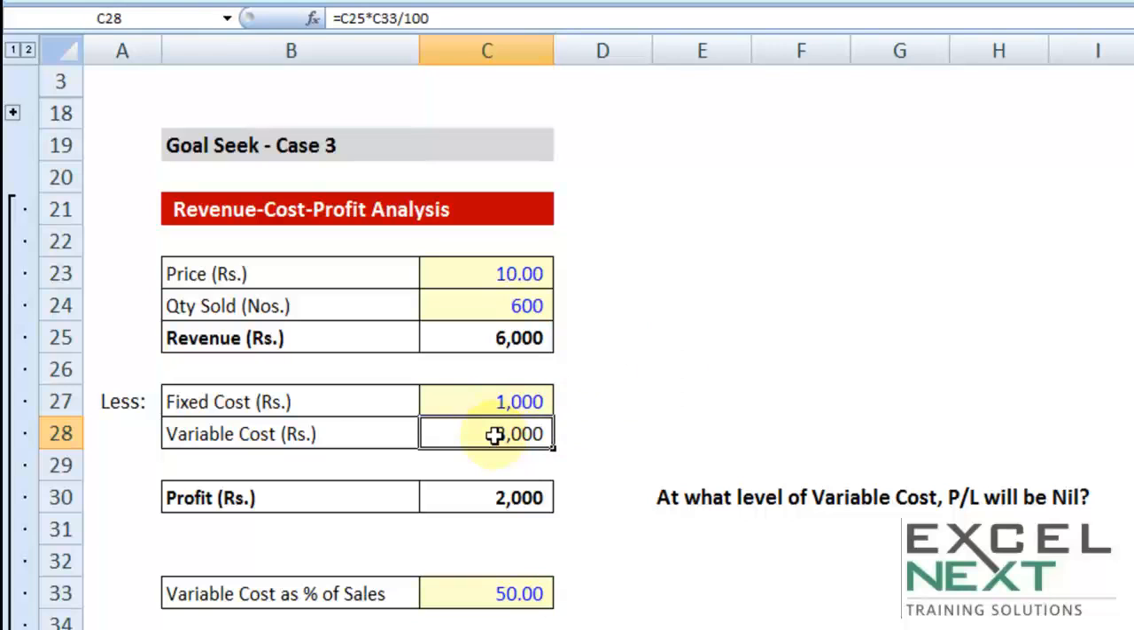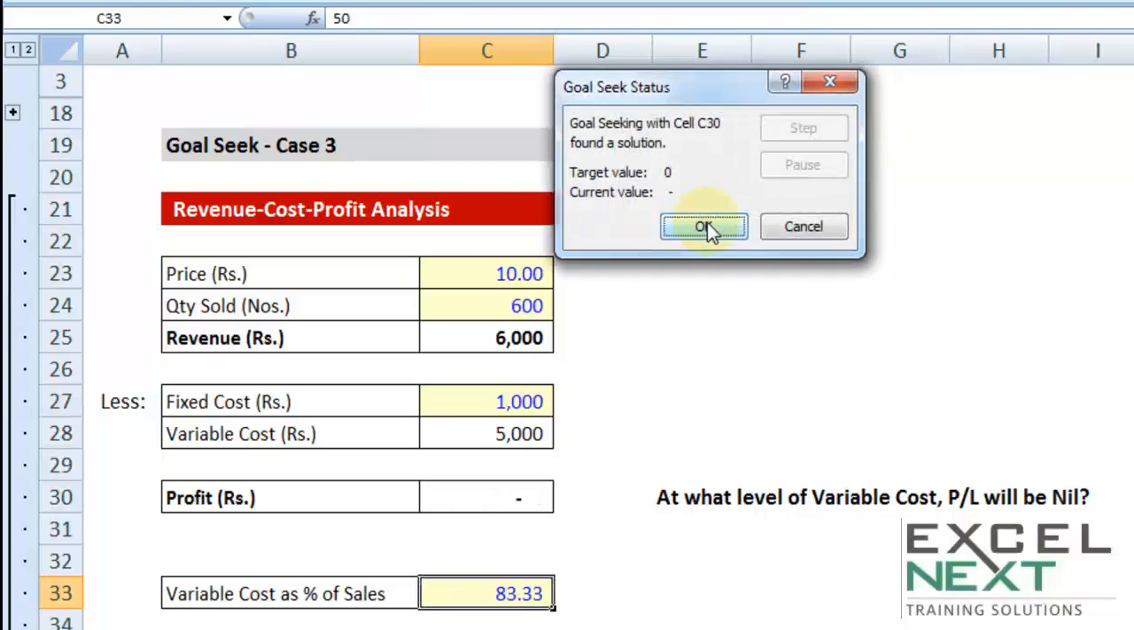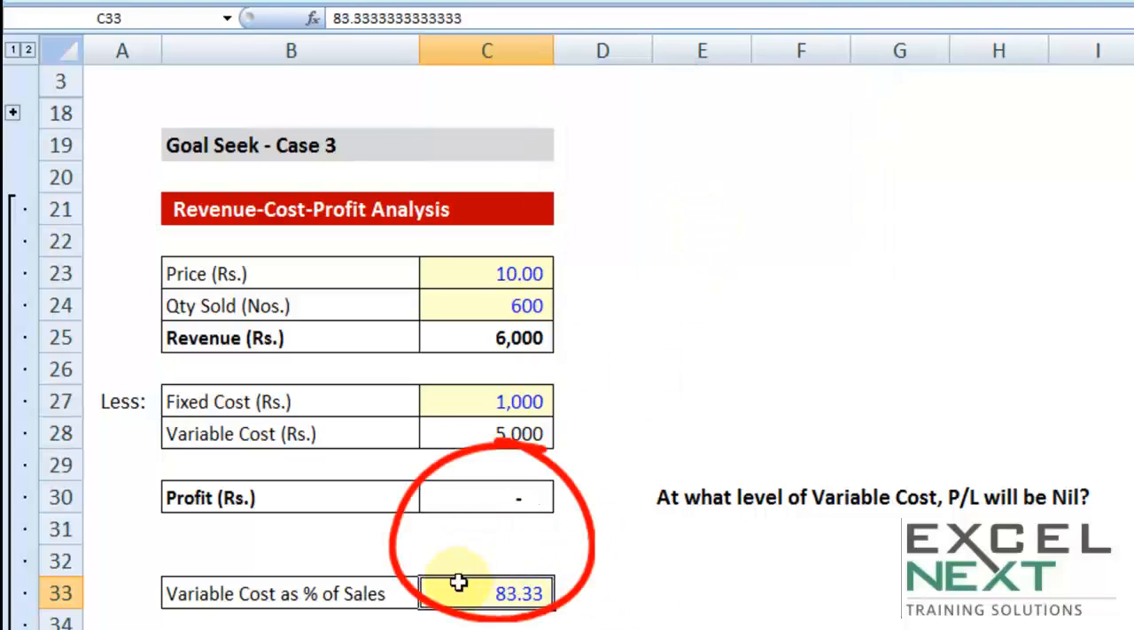What you have to do is identify the main input cell. The main input cell is not this cell. It is the cell which contains the number 50 that signifies 50% of sales. So let me retry. Goal seek, set the goal cell, the profit cell, to a value of 0 by changing the cell which contains the number 50 signifying 50%. Let's see what happens. Okay. So even if the variable cost goes up to 83.33% of the sales, you can still sustain the business, with profit and loss equal to 0.